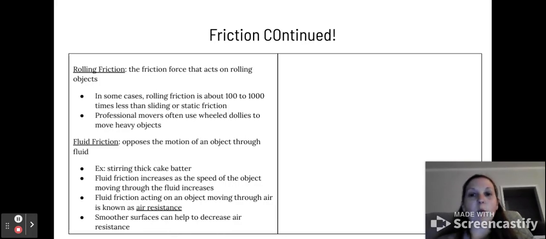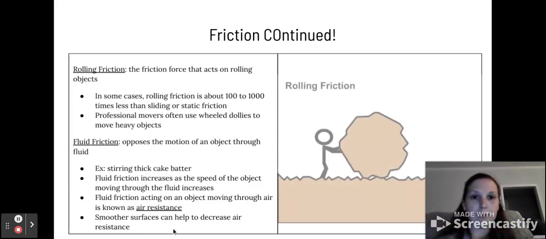Smoother surfaces can help decrease air resistance. Think about parachutes. When you hear aerodynamics, the shape of plane wings or the shape of certain cars is to help decrease air resistance, because it's a smooth surface as opposed to a boxy surface where you're going to hit flat areas as opposed to being able to just slide over.